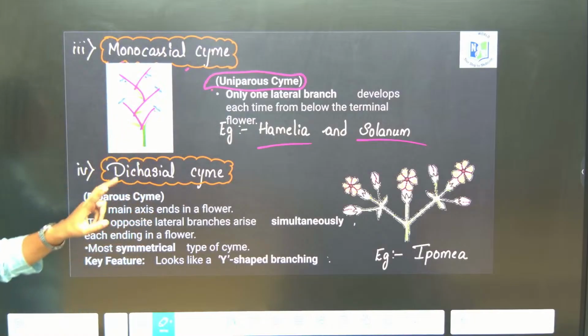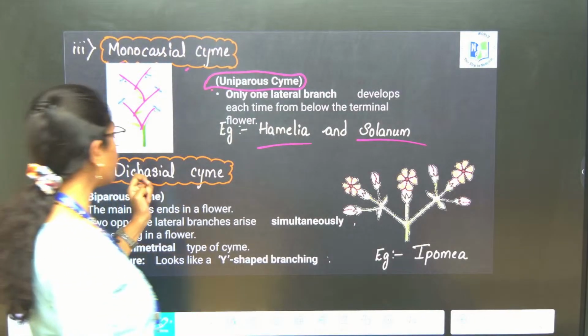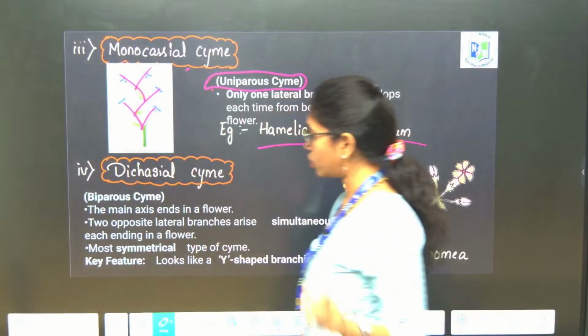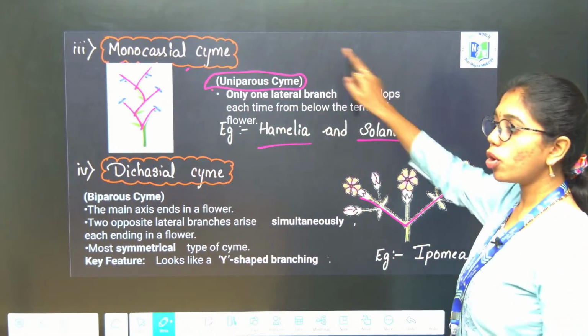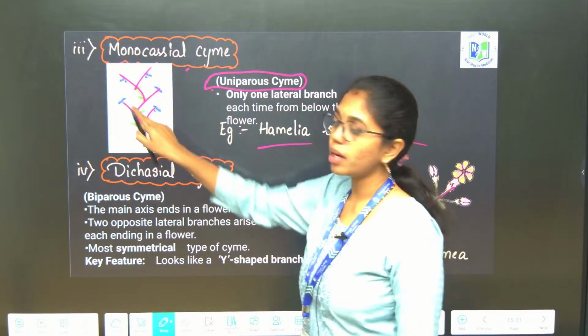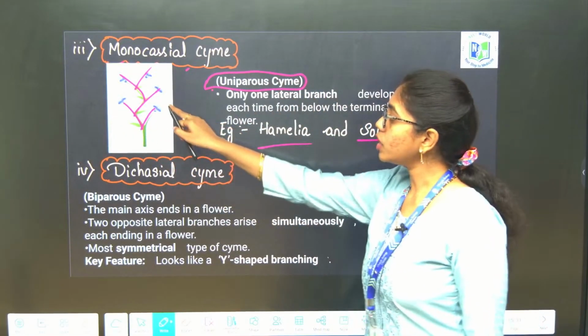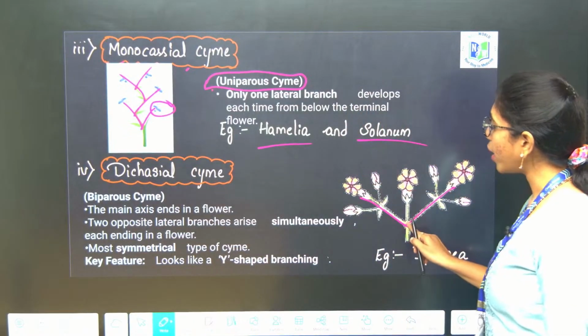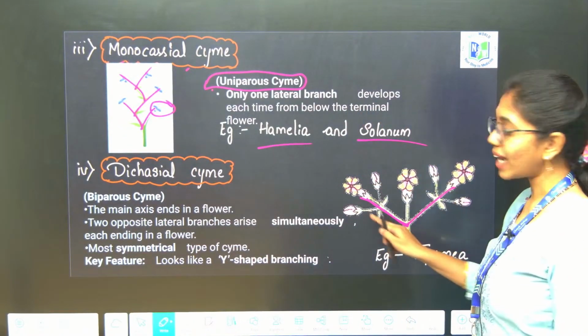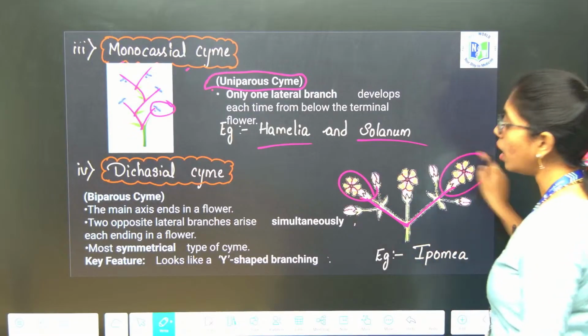Dichasial cyme, the name itself says 2 branches will arise. Opposite lateral branches arise simultaneously. In monochasial cyme, only one lateral branch will arise each time and each branch will terminate in a flower. In dichasial cyme, at each point 2 branches will arise and each will terminate in a flower.